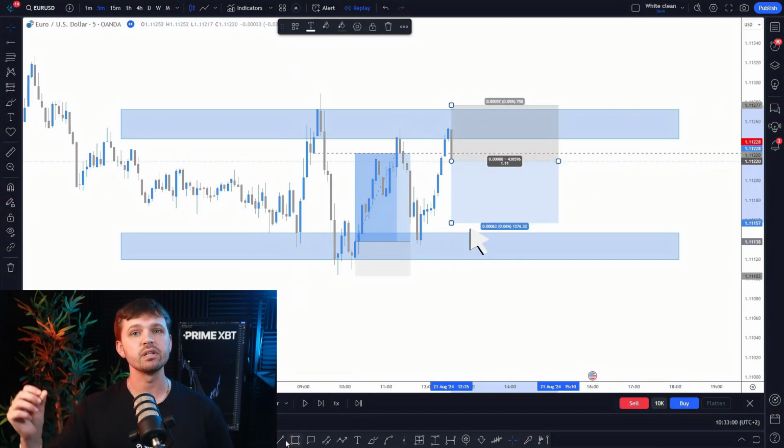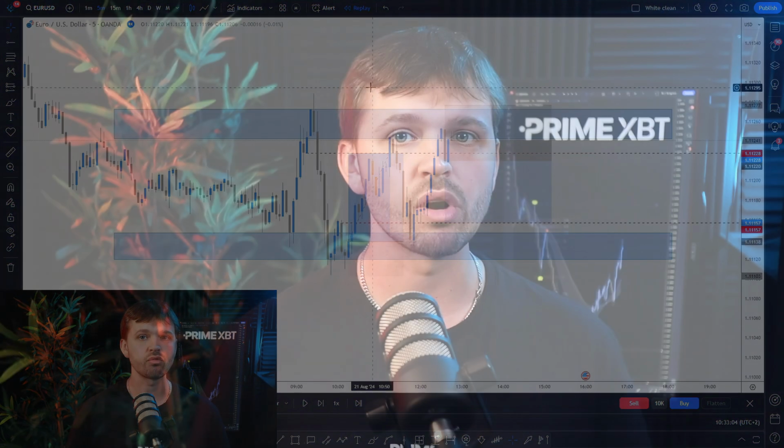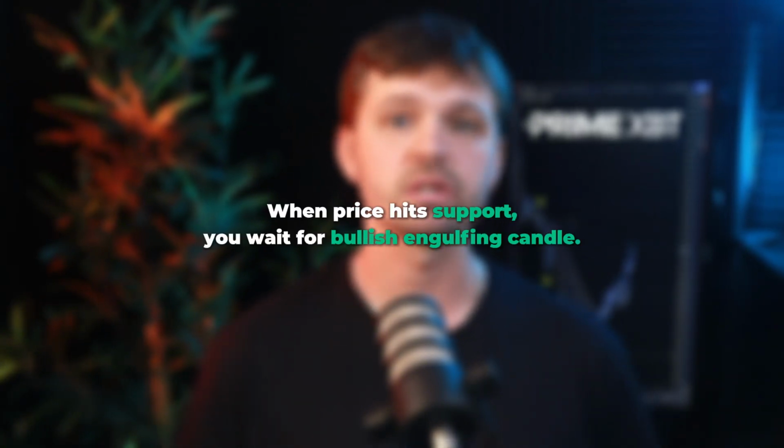And we set our TP just above the support level below, front running it slightly to secure profits. This approach is very simple and effective. When price hits resistance, you wait for a bearish engulfing candle. When it hits support, you wait for a bullish engulfing candle.